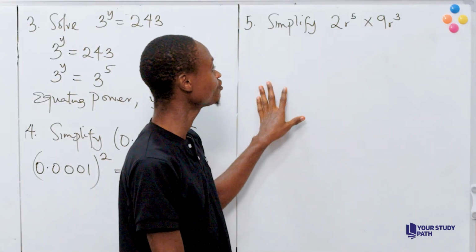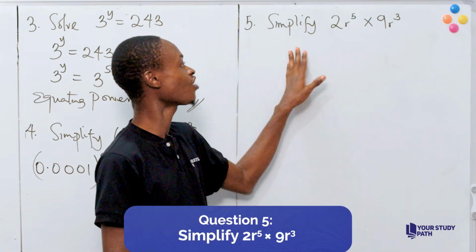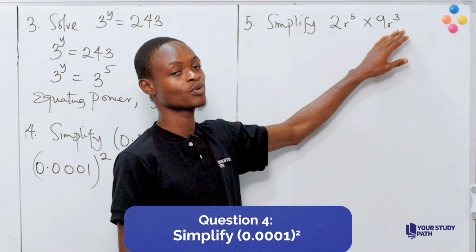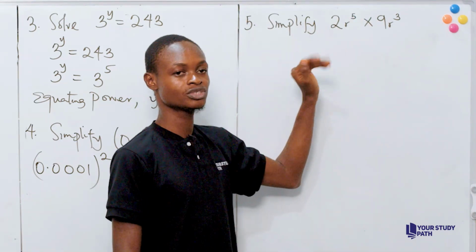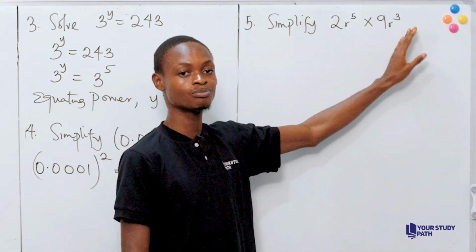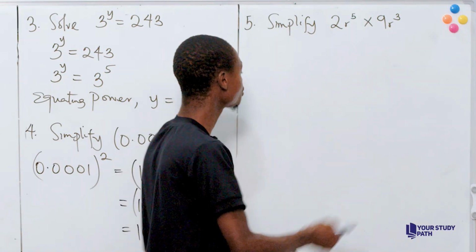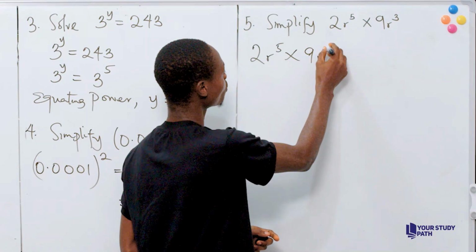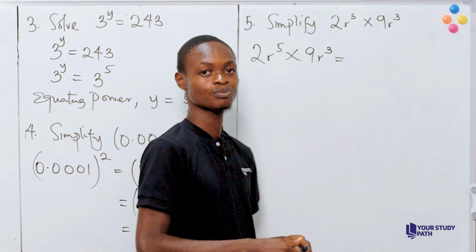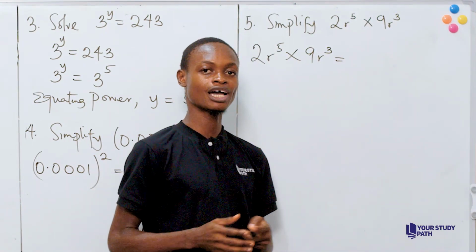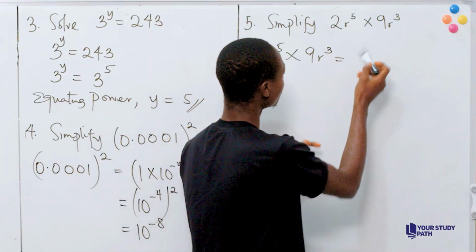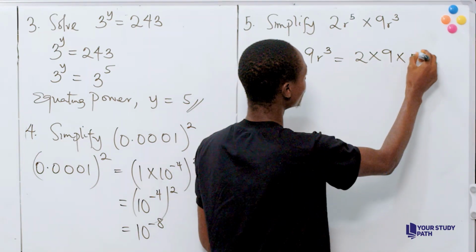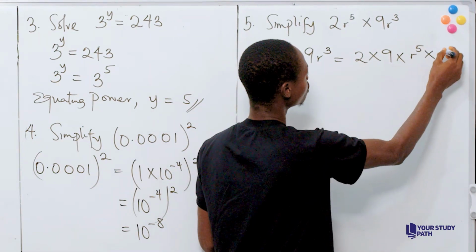So now for our fifth drill question, we have to simplify 2r raised to the power 5 times 9r raised to the power 3. Right? So all we have to do is expand this and multiply by our laws of multiplication. So for 2r raised to the power 5 times 9r raised to the power 3, we can group this and multiply the numbers and then multiply the variables. So for the numbers, we have 2 times 9, and then we have r raised to the power 5 times r raised to the power 3.